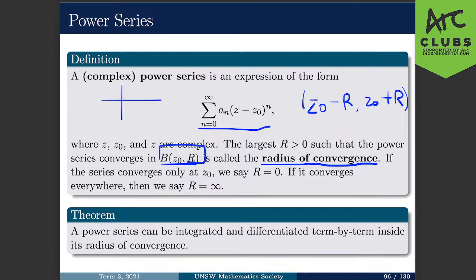On the complex plane, maybe we have a z0 somewhere. We're talking about convergence in this circle of radius r around z0. Okay, so if this power series actually converges everywhere in this ball, then the largest r would be the radius of convergence. If it only converges at z0, then we say r is equal to 0. And if it converges everywhere, then we say r is equal to infinity. Okay, and the nice thing is that the power series can be integrated and differentiated term by term inside. I guess like that's fairly intuitive, but it's a very useful result.